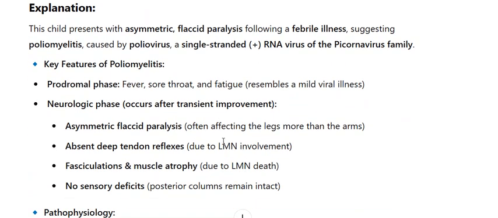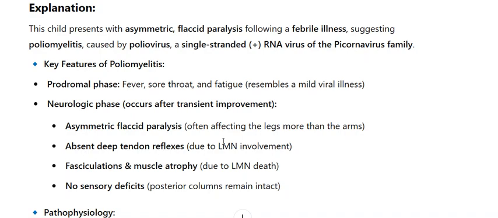Explanation. This child presents with asymmetric flaccid paralysis following a febrile illness, suggesting poliomyelitis caused by poliovirus, a single-stranded positive-sense RNA virus of the picornavirus family. Key features of poliomyelitis. Prodromal phase: fever, sore throat, and fatigue resembling a mild viral illness. Neurologic phase occurs after transient improvement.